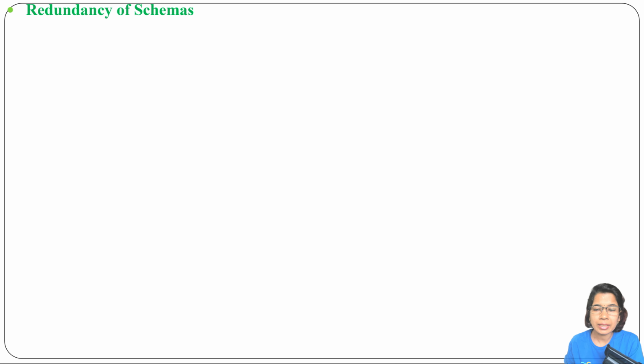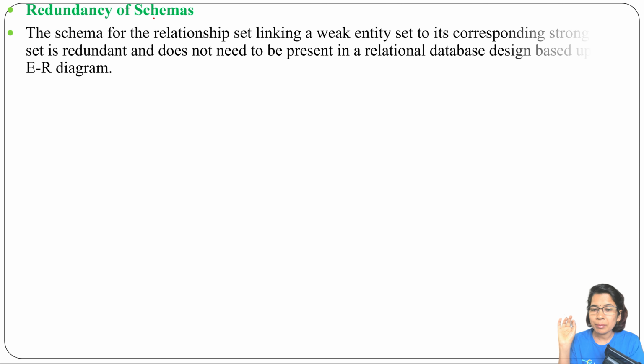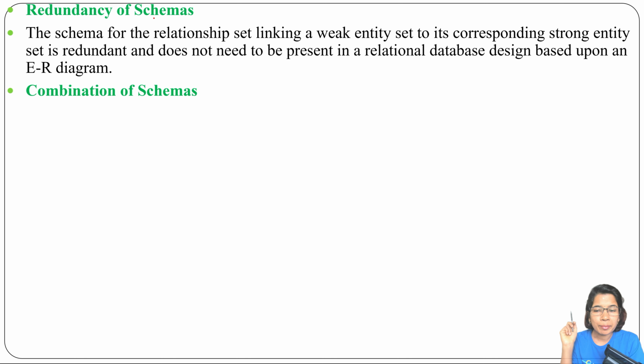So first is redundancy of schema. For each weak entity set there is an identifying relationship. For that identifying relationship we don't need to create a separate table. What we can do is add those attributes with the weak entity, as it's a repetition, right? So the schema for the relationship set linking the weak entity set to its corresponding strong entity set is redundant. It doesn't need to be present, so we can remove that schema, right? Because everything of that relationship is in the weak entity schema, we don't need a separate schema for that identifying relationship. That we can remove.